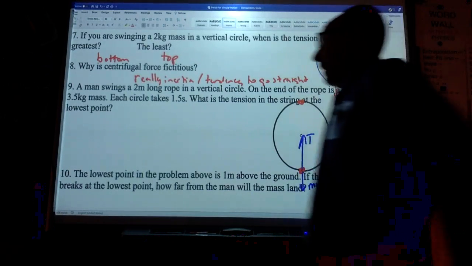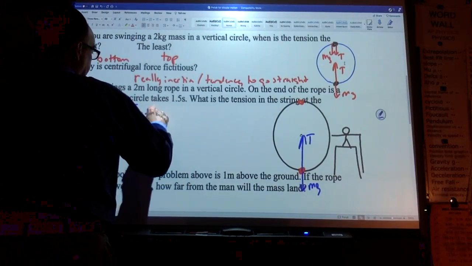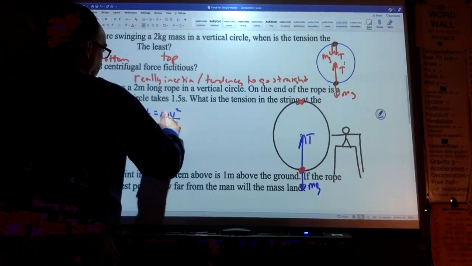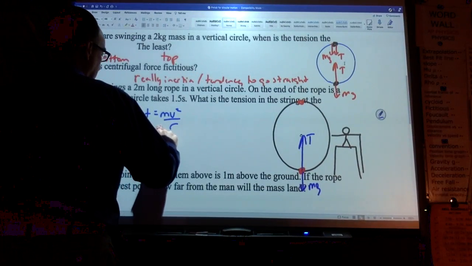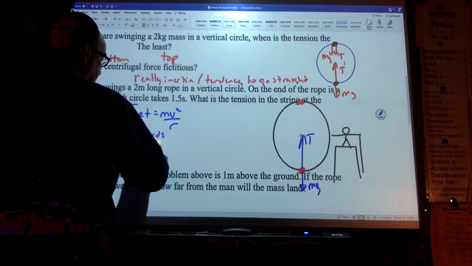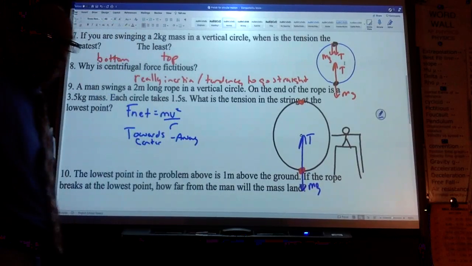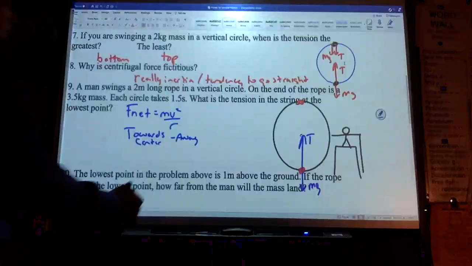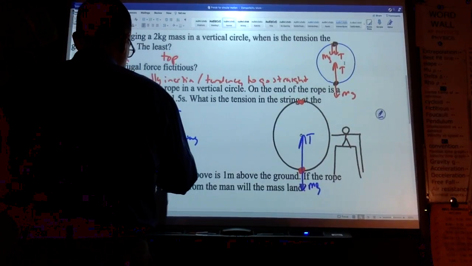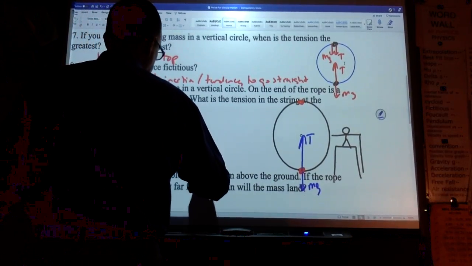All right, so I recognize this as circular motion. I'm going to say that F net equals mv squared over r. And then our rule, which is new, is we take the forces towards the center minus away. You don't have to have a force away, but you have to have one towards. Something has to be turning it. So this is going to be T minus mg equals mv squared over r.